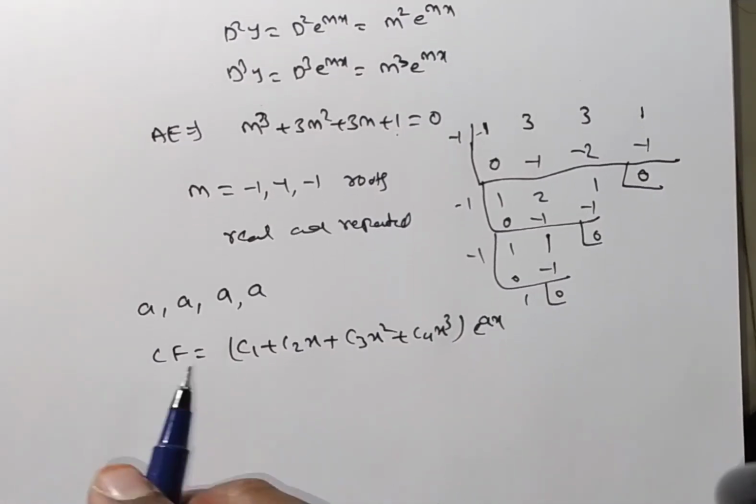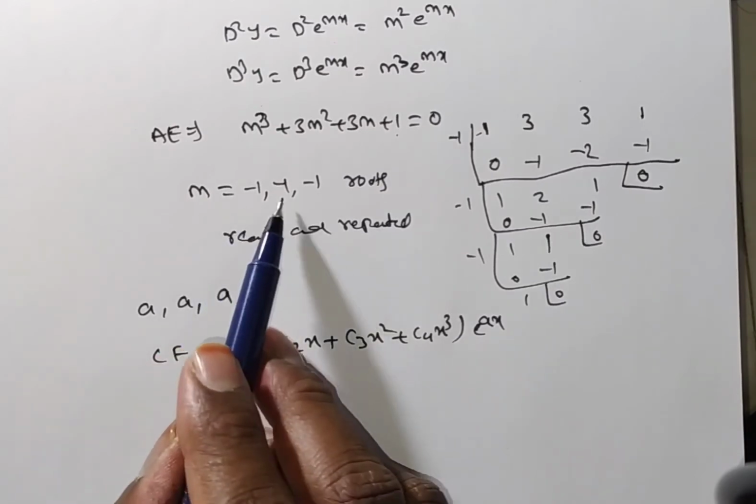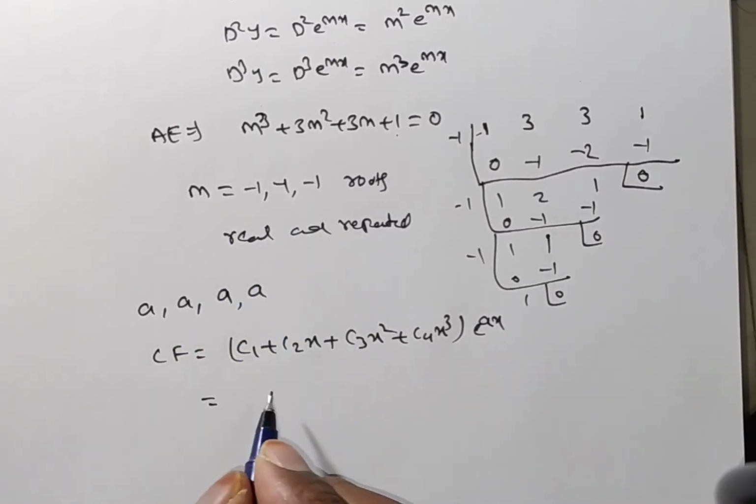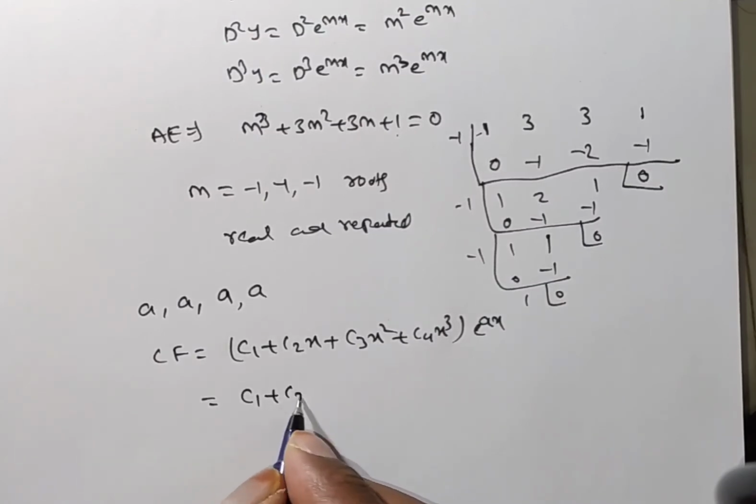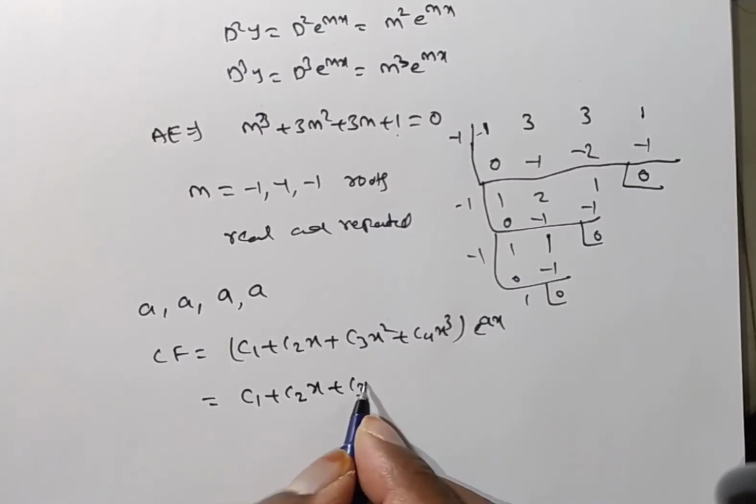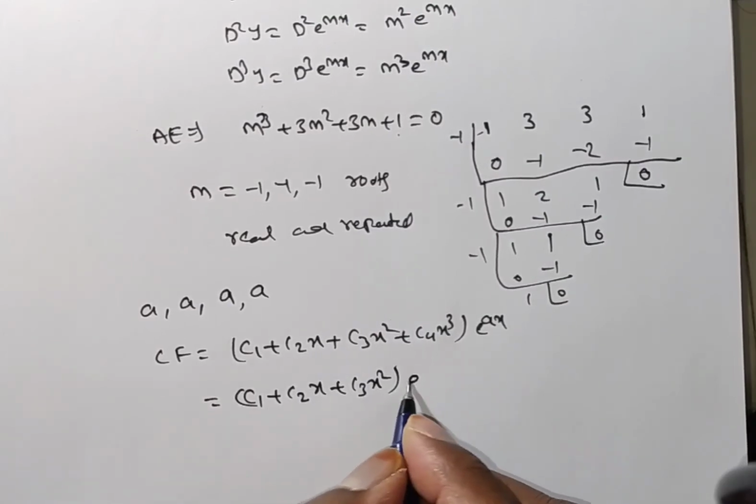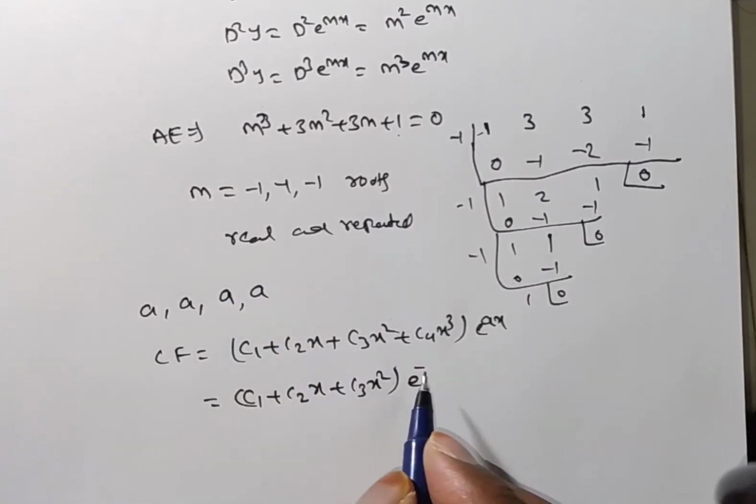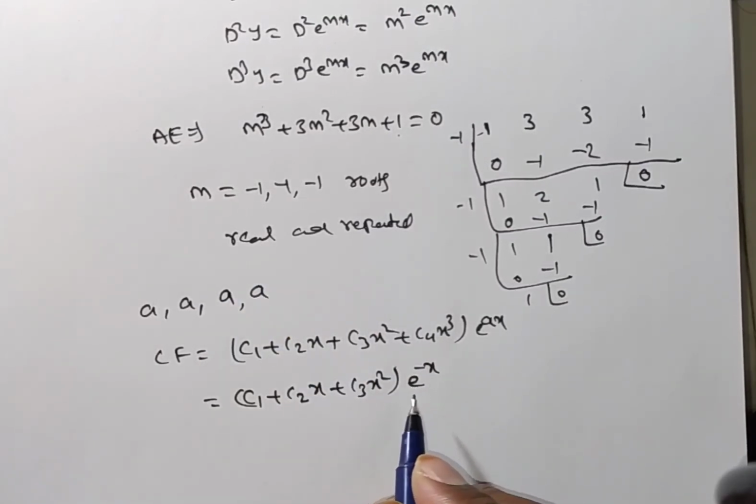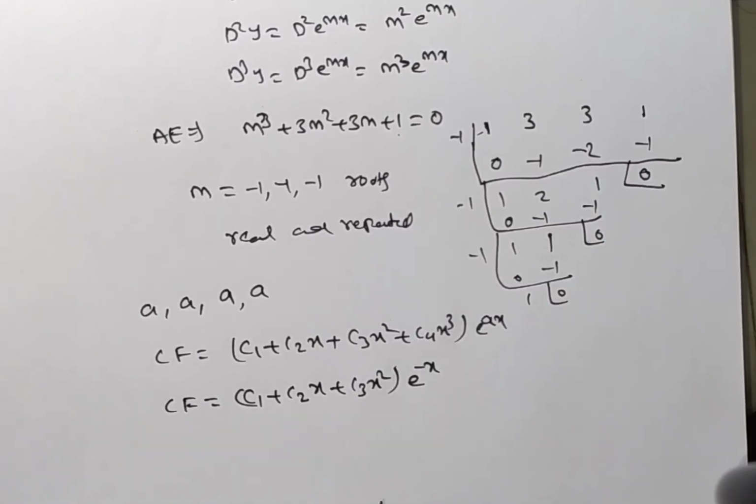Now here, what are the roots we have? Minus 1, minus 1, minus 1. How many times? 3 times. So how many arbitrary constants do you require? 3. So you have to take (c1 plus c2x plus c3x square) only into e to the power of ax. What is a? You have minus 1 into x, so minus x. This is the complementary function.